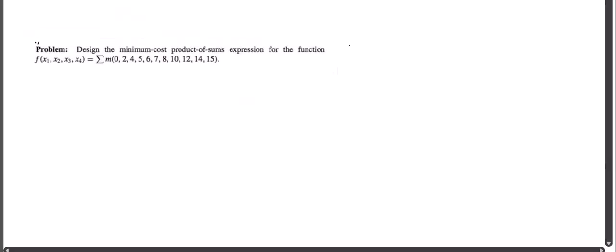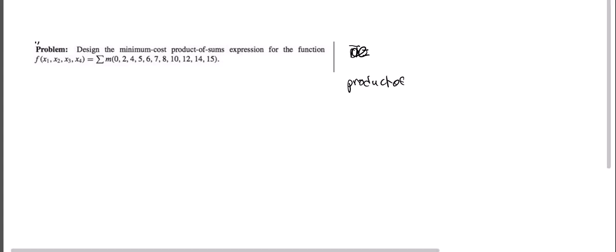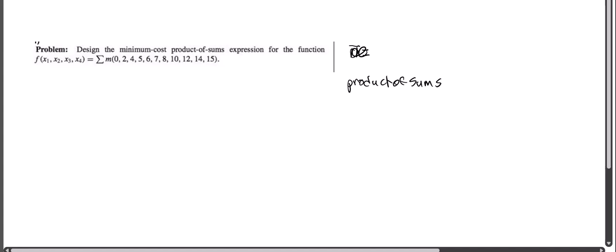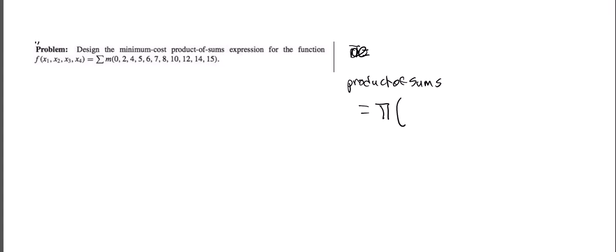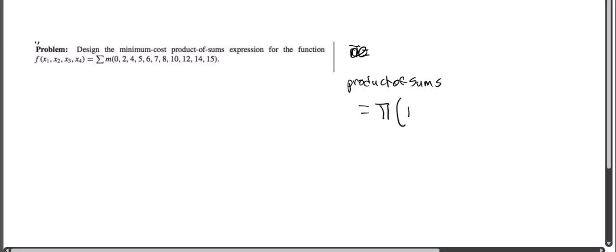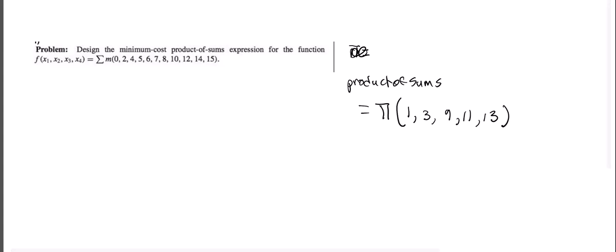And so the product of sums will have the max terms that you don't have the min terms for. This capital pi here, standing for product, will have the max terms 1, 3, 5, 6, 7, 8, 9, 11, 13. And that equals the same as the sum of these min terms.